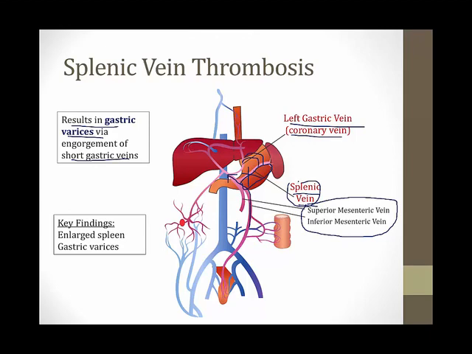The way this will present is a patient with chronic pancreatitis who develops an upper GI bleed and has an enlarged spleen on physical exam, and endoscopy will show gastric varices. That patient is suffering from a splenic vein thrombosis, which is a well-described complication of chronic pancreatitis.